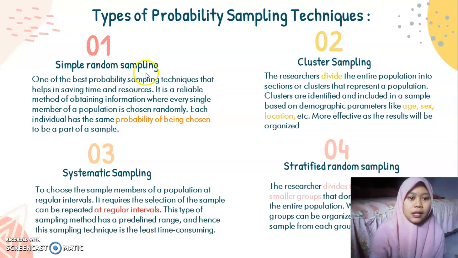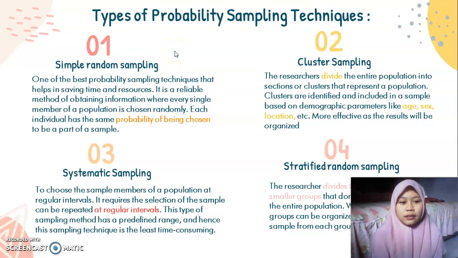Next, now we see four types of probability sampling techniques. First is simple random sampling. Simple random sampling is one of the best probability sampling techniques that helps in saving time and resources. It is a reliable method of obtaining information where every single member of a population is chosen randomly. Each individual has the same probability of being chosen to be a part of a sample. It means all people or all objects have the same chance to be a part of a sample without being divided into any group.